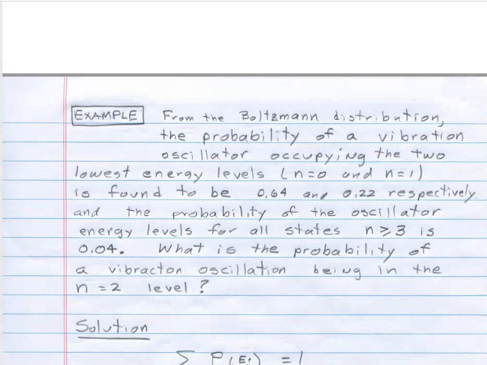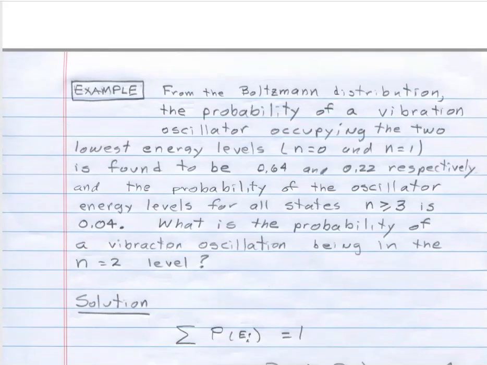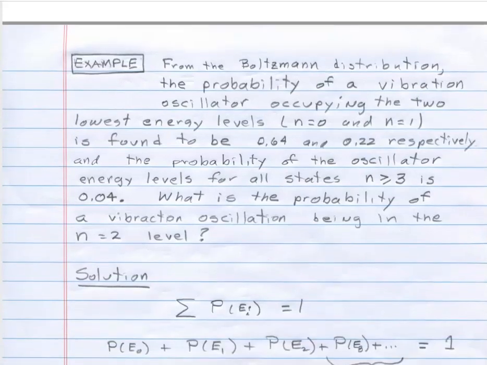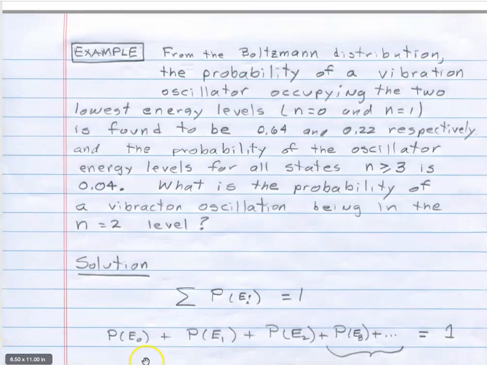The solution is really just a probability problem. You really don't have to know much about anything here other than these are probabilities, and the sum of the probabilities of all the energy levels has to be equal to 1. So let's write that out. The probability of energy level 0, energy level 1, energy level 2, plus all the other probabilities I've lumped there has to sum up to be 1. That's just the summation sign.